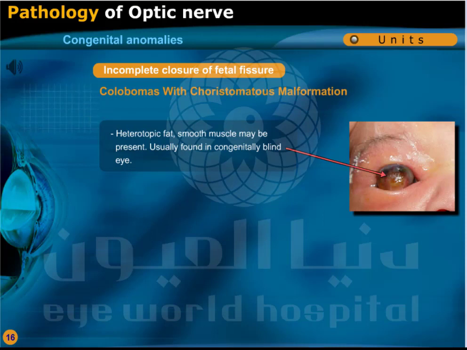Colobomas with choristomatous malformation. Heterotopic fat, smooth muscle may be present, usually found in congenitally blind eye.